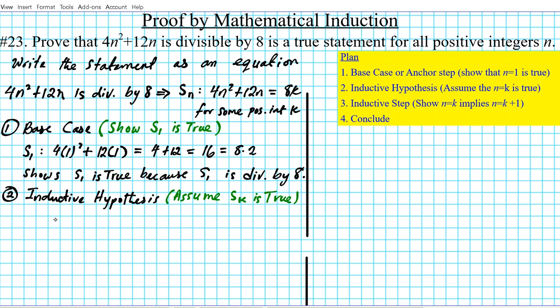So for the inductive hypothesis, this is what we're going to assume: that the statement S sub k, which is 4k squared plus 12k, is divisible by 8. How do we show that it's divisible by 8? We assume that if S sub k is true, if 4k squared plus 12k is divisible by 8, then using this system that we have established here, this expression can be written as a multiple of 8, equal to 8m.